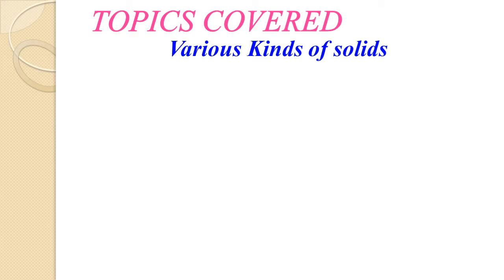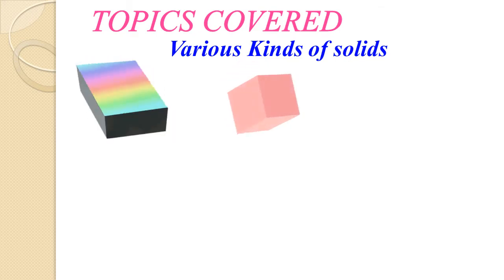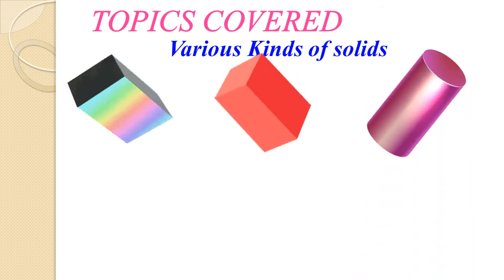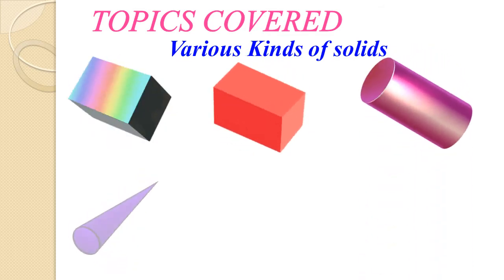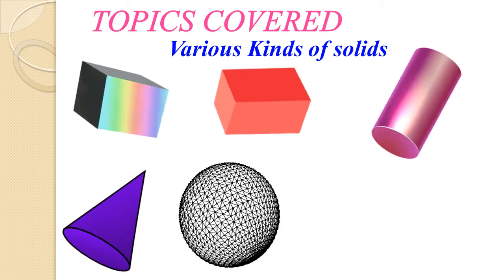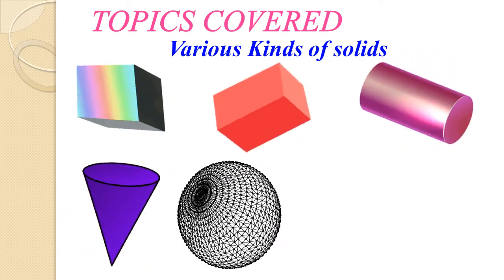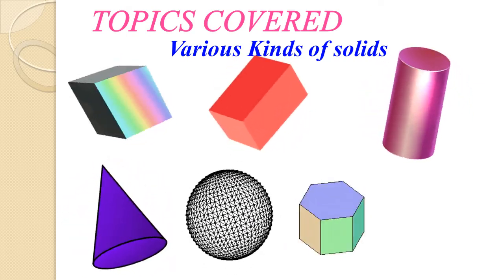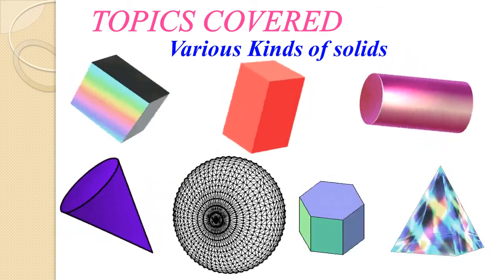So basic solid shapes are cube, cuboid, cylinder, cone, sphere, prism and a pyramid.